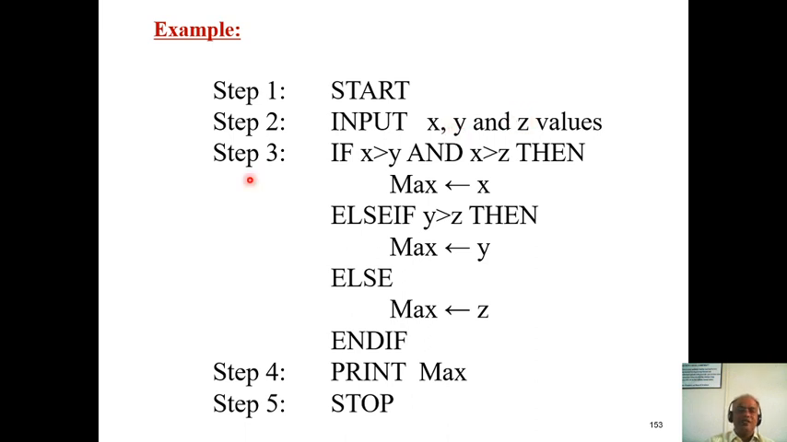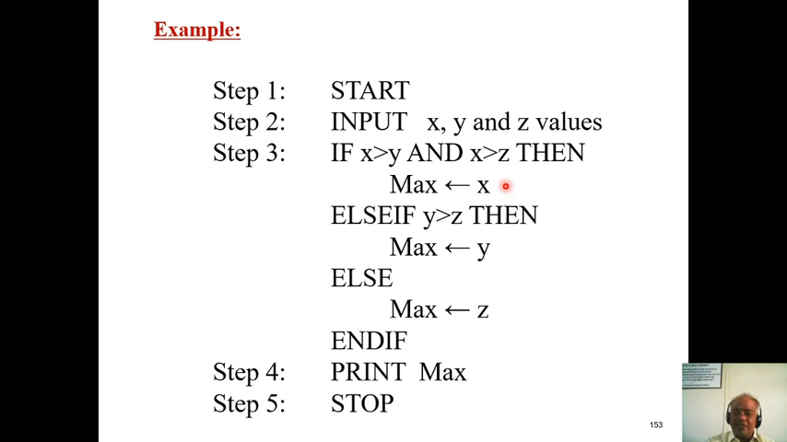In step 3, you are going to check some condition, which is also known as an investigation step. If x greater than y and x greater than z, then automatically what is the biggest value here? If x greater than y, x is the maximum. If x greater than z, then also x is the maximum. So the maximum value is x.